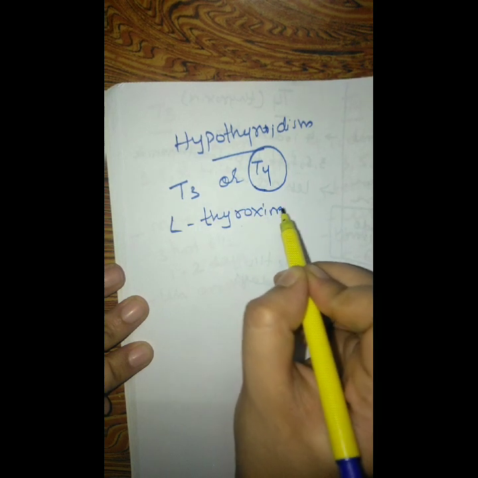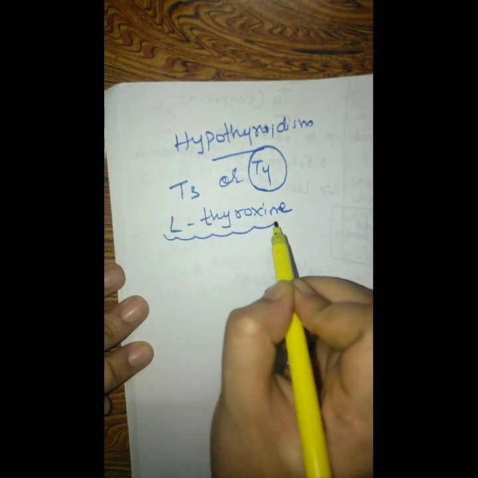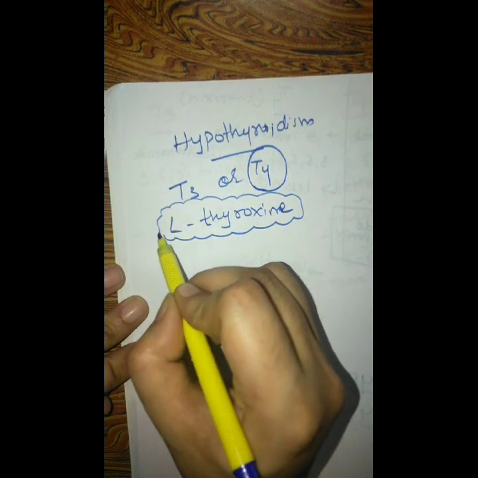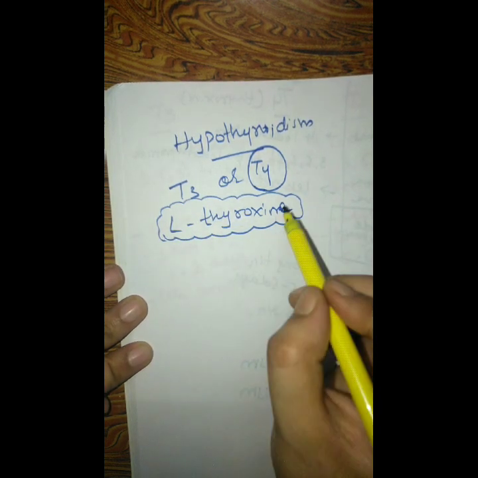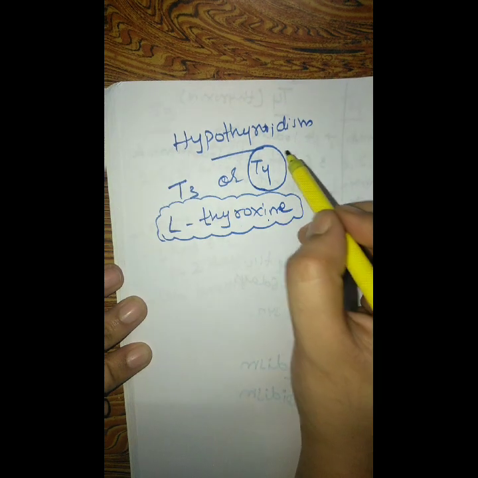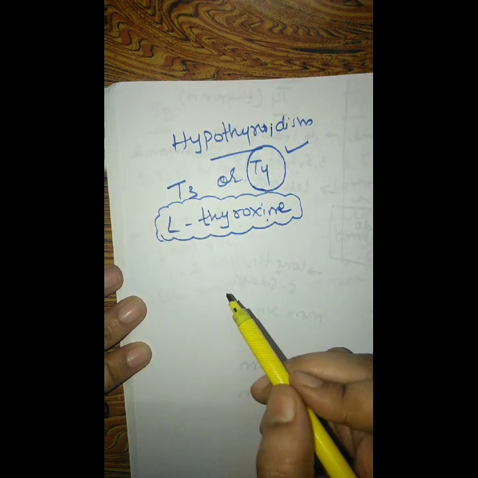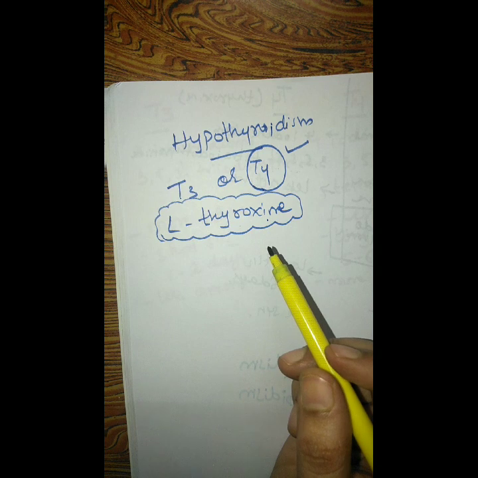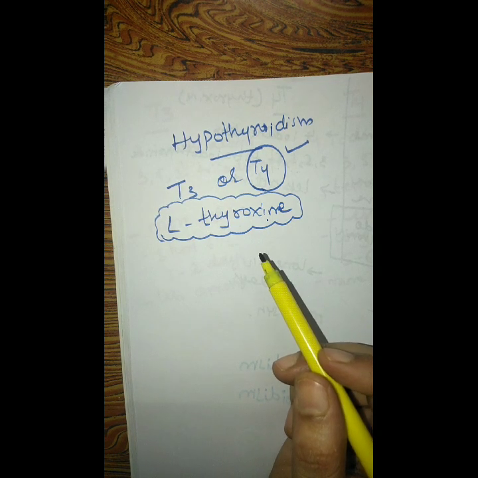Okay, thyroxine. L-thyroxine is the drug used for the treatment of hypothyroidism, and it contains T4 hormone. We prefer T4 hormone because it is long acting. But there are certain conditions where there is some kind of emergency hypothyroidism.